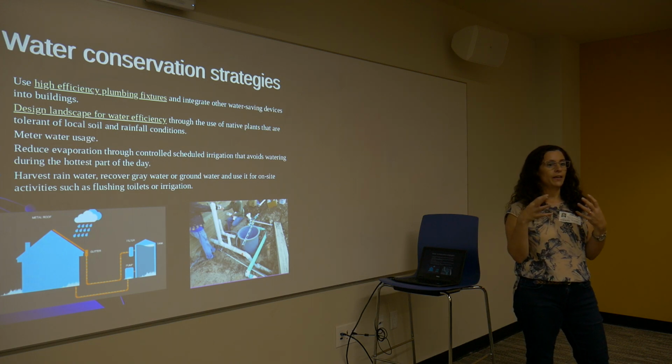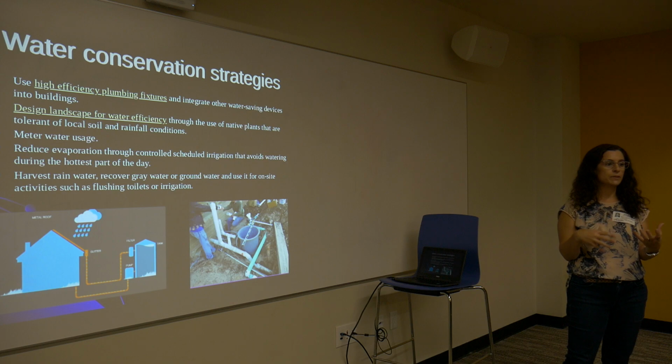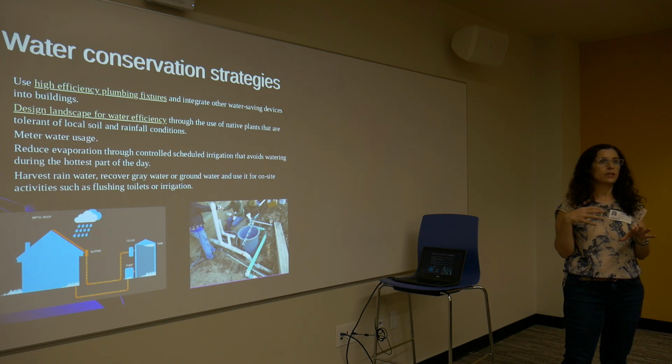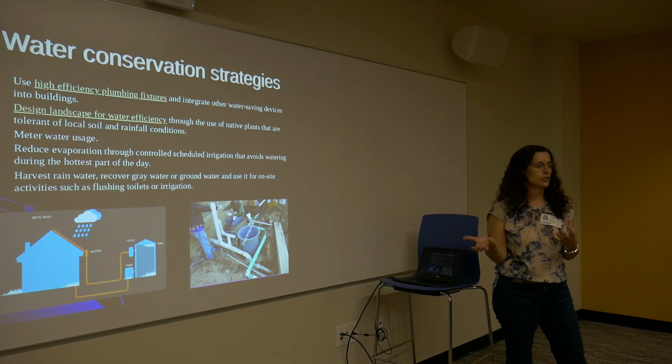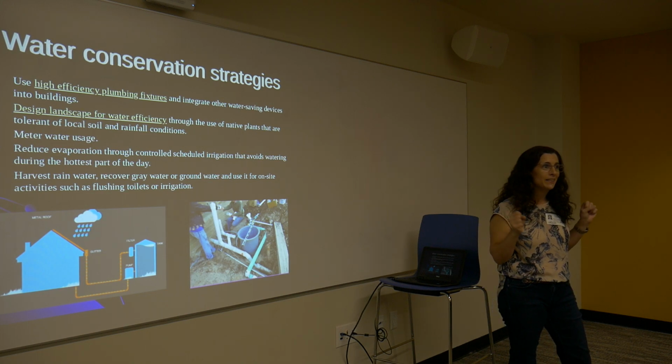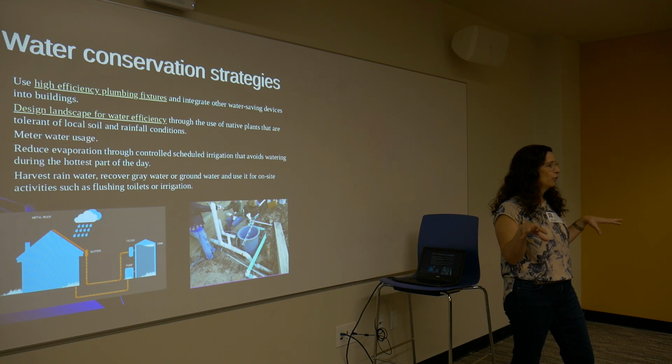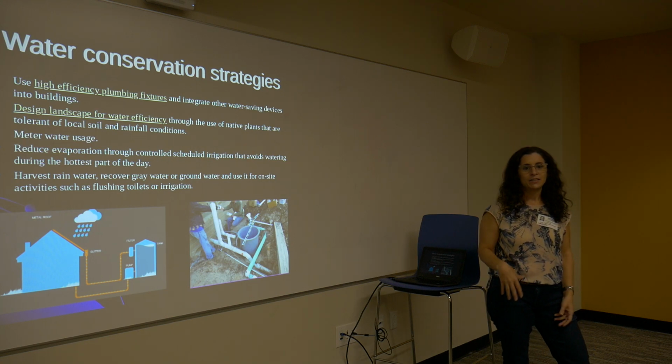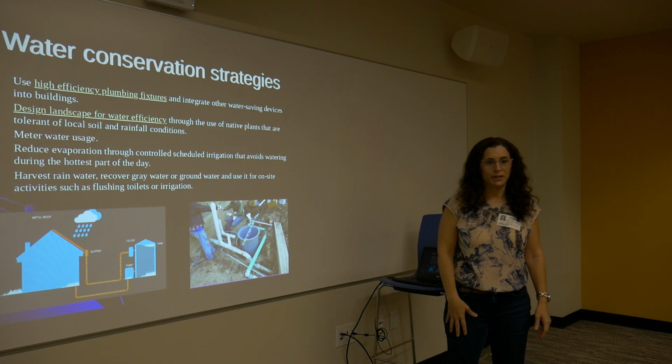So using native plants avoids the need for excessive irrigation on those plants because they are already adapted to this climate. So supposedly they're going to survive with the rainfall that we have in that area. So that's a very smart way to do it.